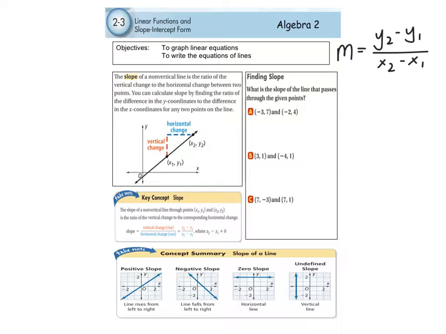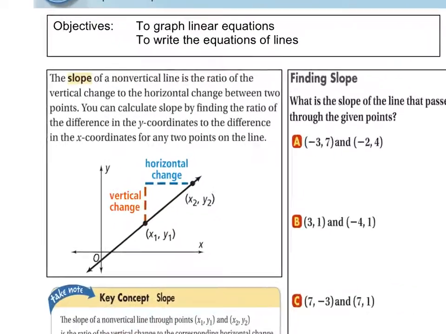This is section 2.3, and in 2.3 we're going to start talking about slopes. These are things that you've seen before in the past, so none of this should be too new to you. So let's talk about slope and what slope is.